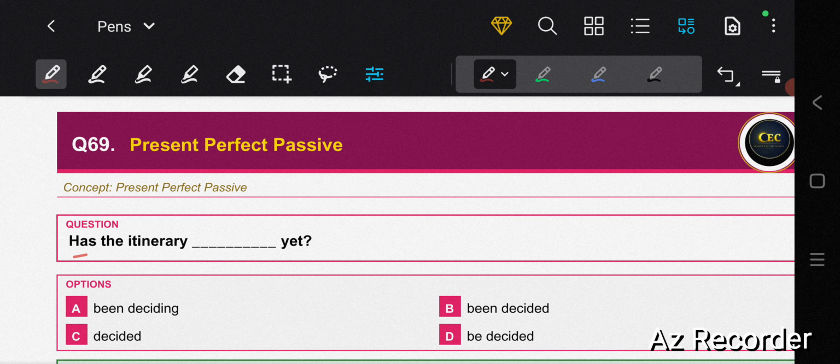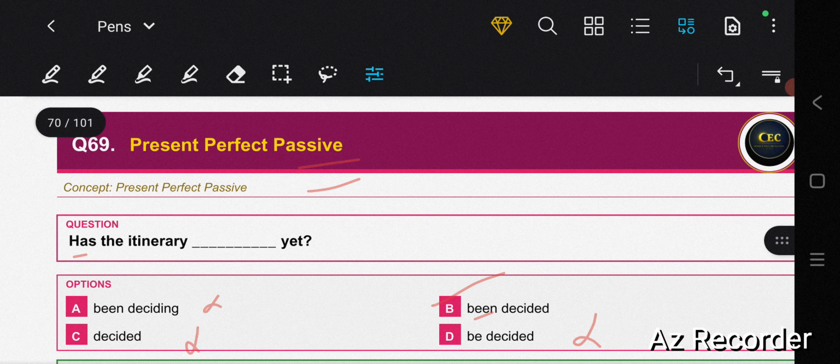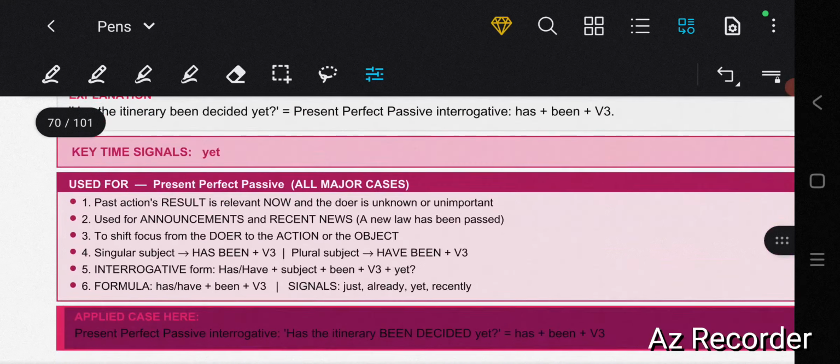Okay, and tell about the passive one. So this one is the helping verb been to form the passive structure. So the appropriate option would be B, not A, not C, not D even. Okay, so 69 is also clear to you.